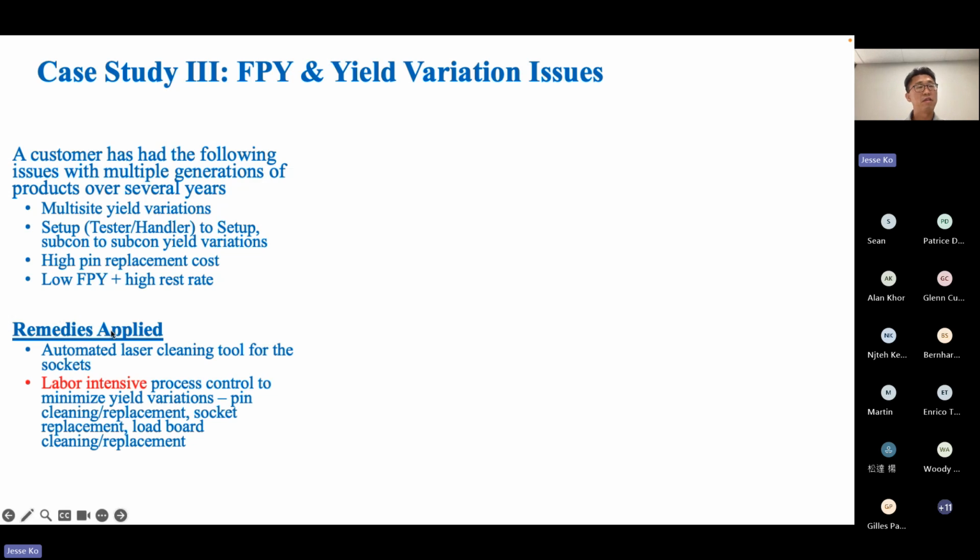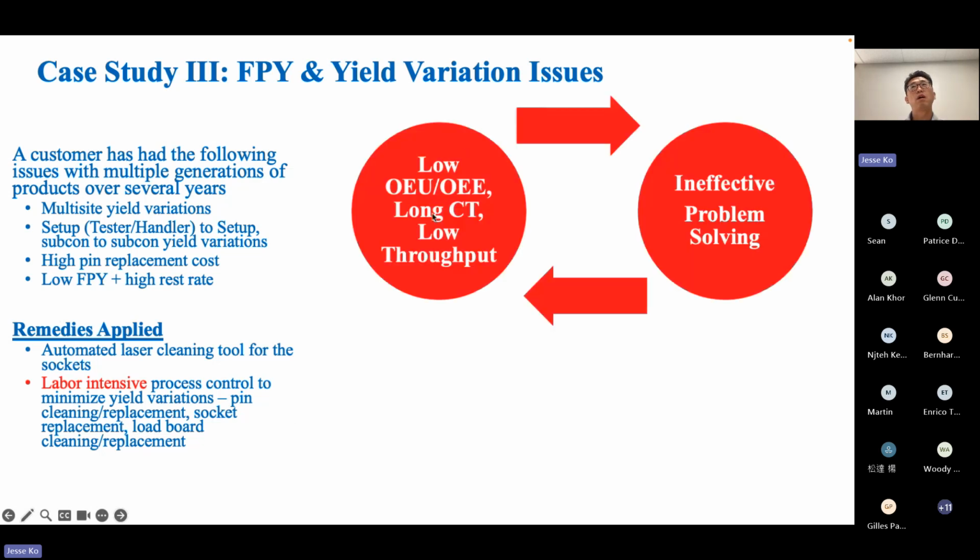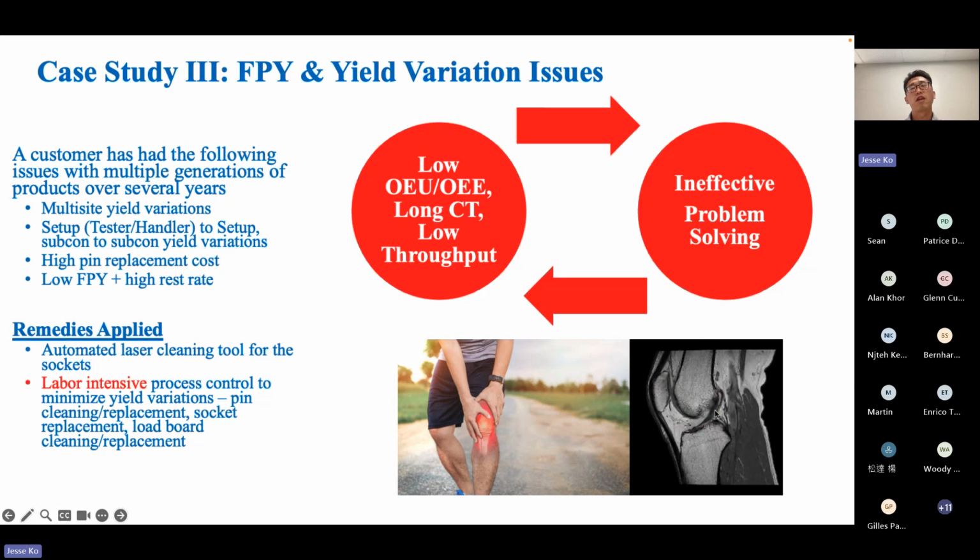These are the remedies applied by the team in the factory. They developed automated laser cleaning tools for the sockets because they were getting so many sockets to be cleaned at a very high frequency. And as usual, they developed labor-intensive process control to minimize yield variation, such as a pin cleaning and replacement maintenance schedule, and socket replacement and load board cleaning and replacement. And as I mentioned before, they've basically been going through this cycle for 7 years, trying to optimize their production throughput. There were some positive effects. It was getting better, but they were still struggling back and forth. I want to emphasize that this is not the only example. This is one of the good examples that I'm sharing with you, but there are multiple cases like this. So I tried to think of some analogies to explain this. A good example is trying to fix your knee injury without an MRI. Okay?